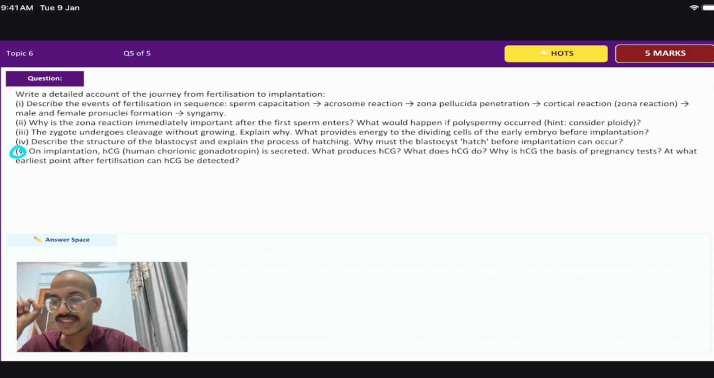On implantation, HCG is secreted. What produces HCG? The chorion, trophoblast. What does HCG do? It stimulates the corpus luteum to keep on secreting progesterone and estrogen for the next 3 months. Why is HCG the basis for the pregnancy test? Because once implantation occurs, the HCG will be present only during pregnancy. So it tests whether you are pregnant or not, because HCG is a pregnancy hormone. At the earliest, this can be the 7th day after fertilization.